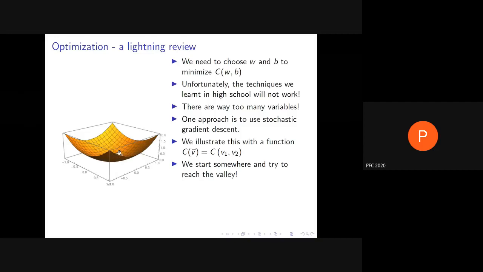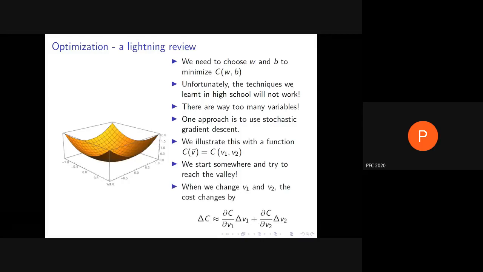After all, we want to get to the valley here, to the bottom point, right? So the idea is, we start somewhere, wherever, at random, and then we try to reach the valley. Imagine that this is a sort of topological landscape or cartographical landscape, some mountain pass with a valley in between. You're starting somewhere, and say a ball is there and the ball is trying to roll down until it reaches the valley.